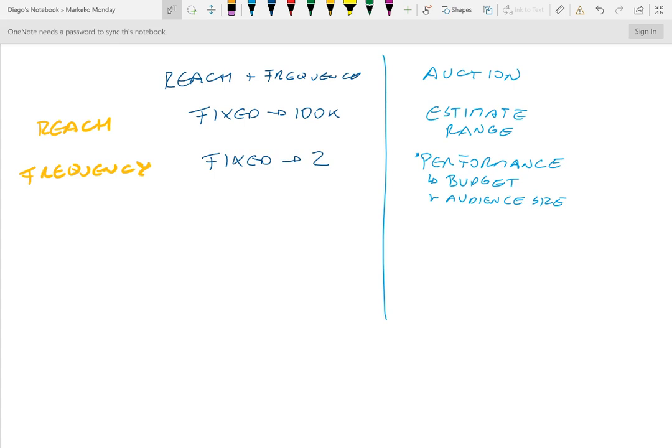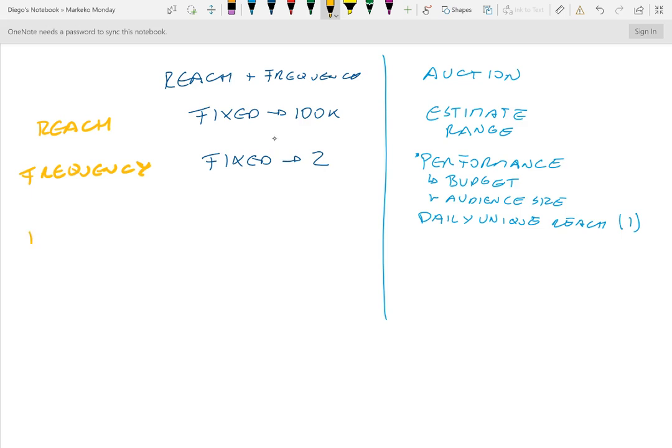What I can do within auction for frequency is there's an option for daily unique reach. What this does is put frequency at 1 for every day, so I'm showing the ad once every day to a specific audience. But other than that, I can't really fix my frequency. With reach and frequency, I can.